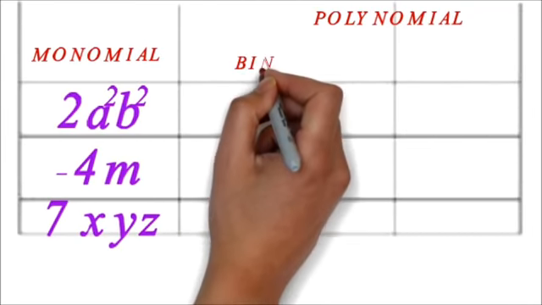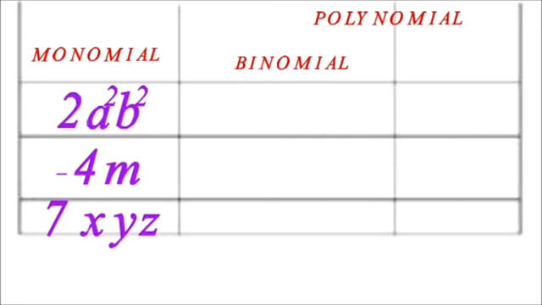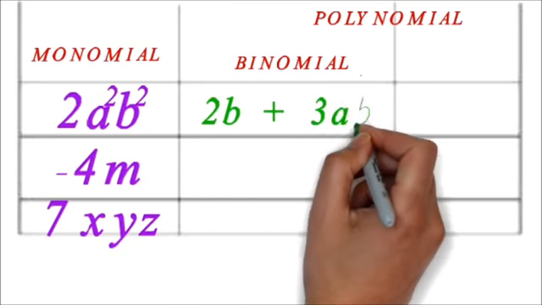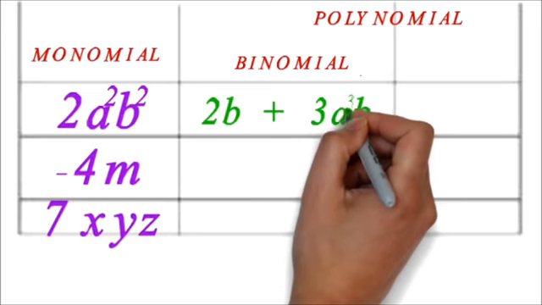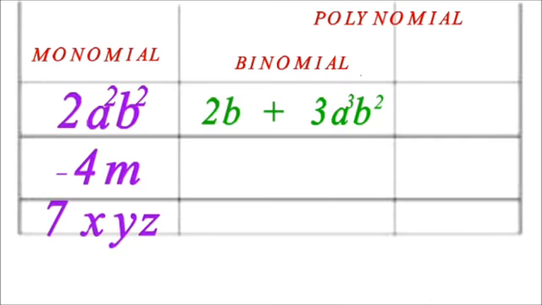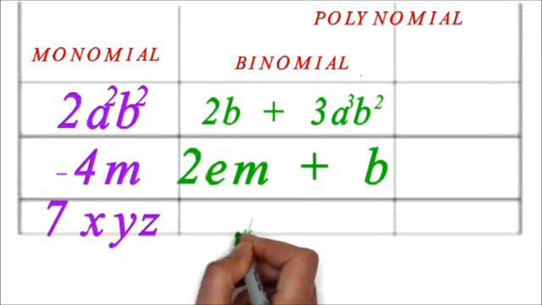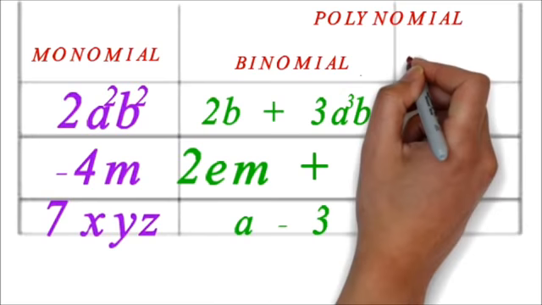A polynomial of two terms is a binomial. A polynomial has more than one term. When it is specifically two terms, then it is a binomial. Example: for 2b plus 3a cubed b squared, we have two terms. Therefore, it is a binomial. Also, 2m plus b is a binomial, and a minus 3 is also a binomial.